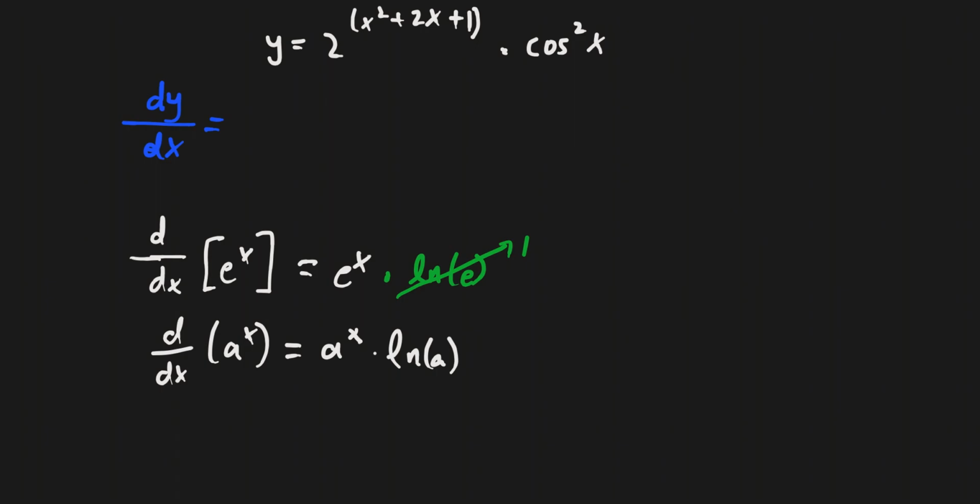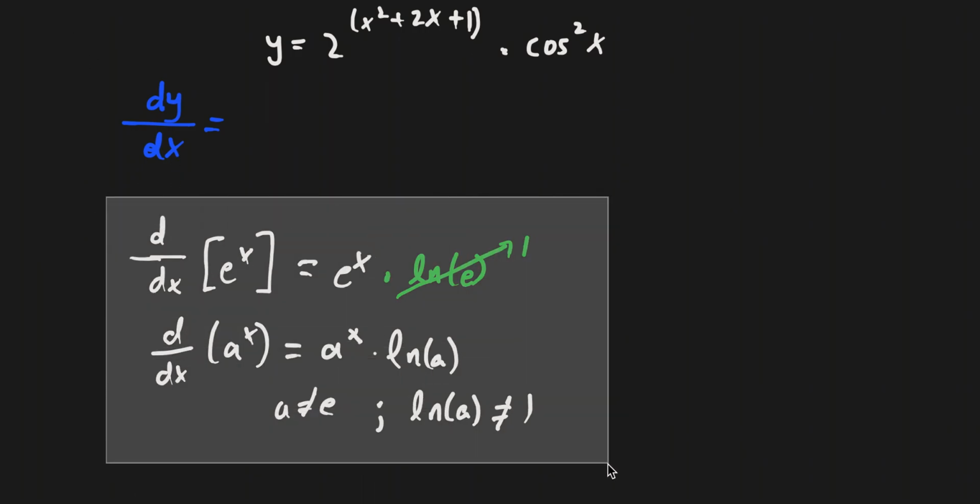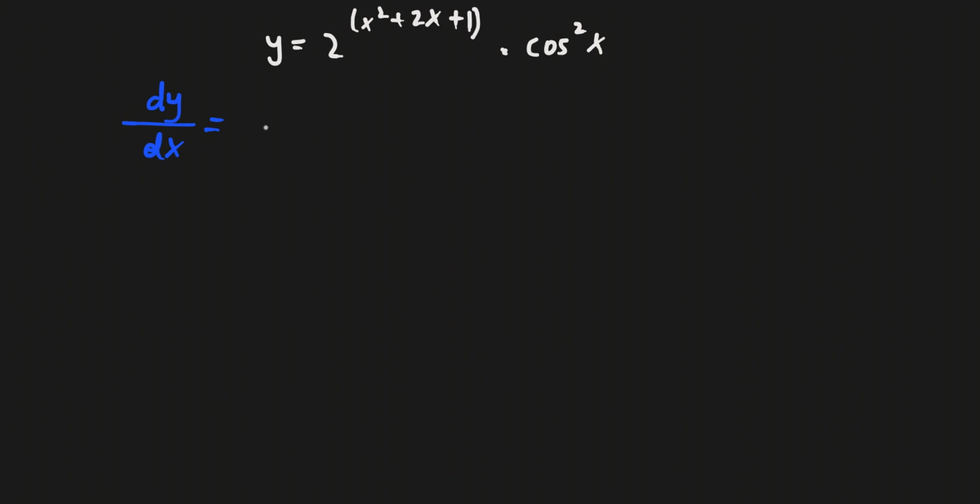But if we have something that's not e, when a is not equal to e, then we would have the natural log of a not equal to 1, right? So that's something that we can think about, right? So anyway, we can use this property. We can use this to solve this problem. So the thing with this problem is going to be a little bit more challenging because after that we have to use the chain rule.